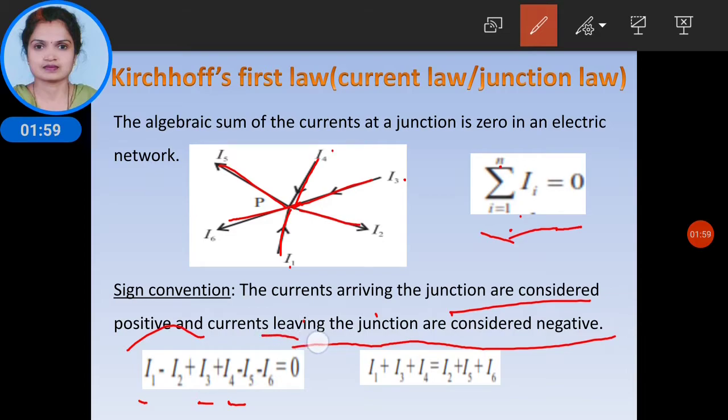Now the currents leaving the junction are considered negative. Because of this, the currents I2, I5 and I6 are taken as negative, and the total sum is considered as 0. From this, if we take the negative currents to the right hand side, we will get the equation I1 plus I3 plus I4 is equal to I2 plus I5 plus I6. What does it mean? It means that the total current flowing towards the junction is equal to the total current flowing away from the junction. This is nothing but Kirchhoff's first law.